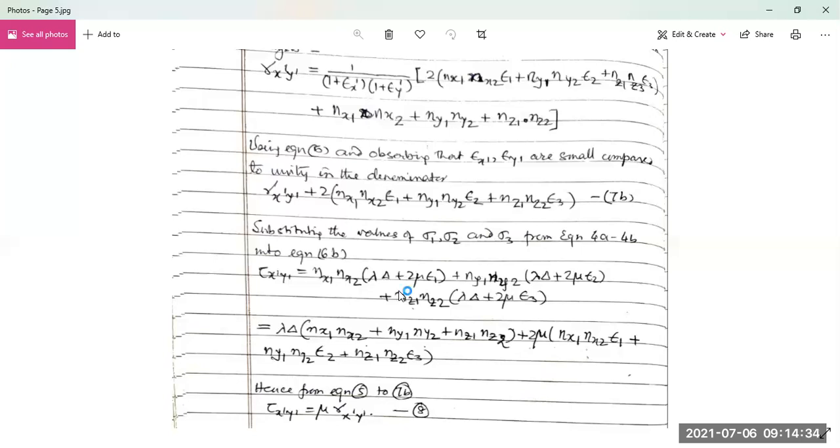Now, what we know from equations 4 to 4a is that we have reduced the values of sigma 1, the principal stress, sigma 2, and sigma 3, the three principal stresses, in terms of the strains like this.